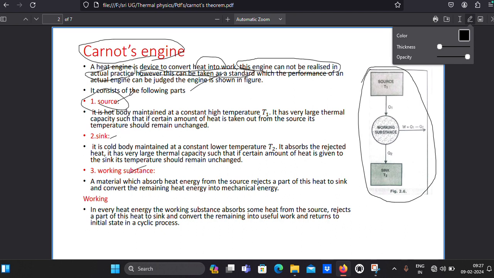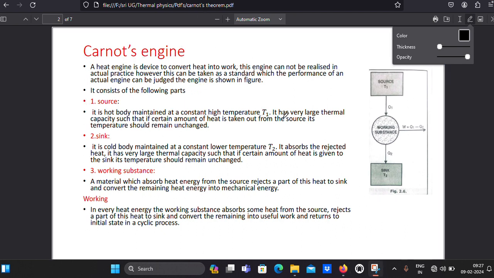Among them, the source is a hot body maintained at a constant high temperature. Let its constant high temperature be T1 Kelvin. It has a very large thermal capacity, such that if a certain amount of heat is taken out from the source, its temperature remains unchanged.